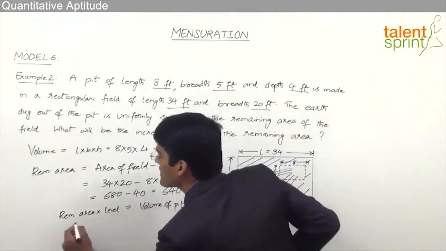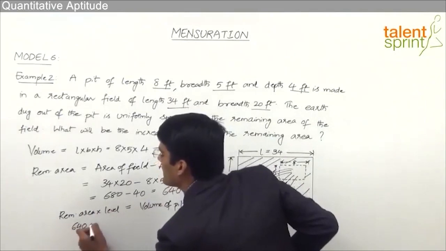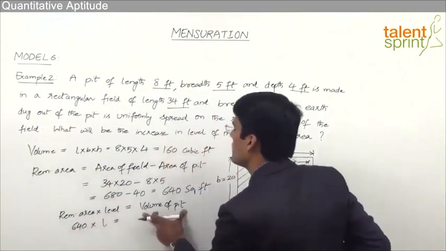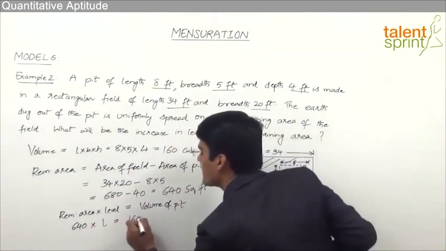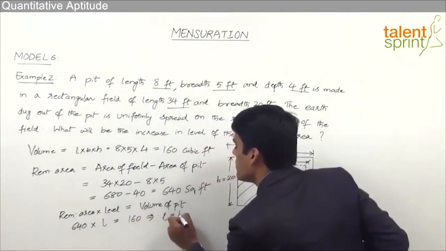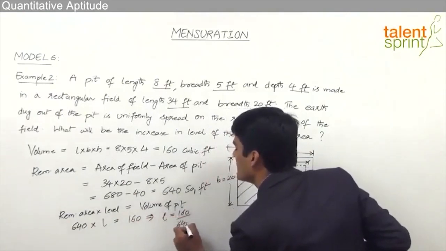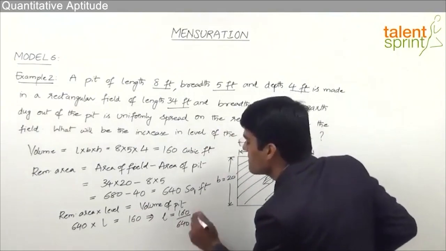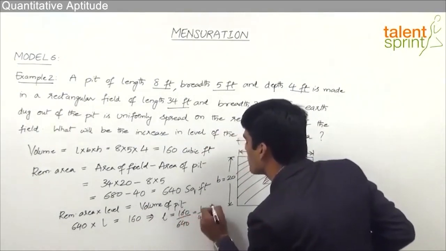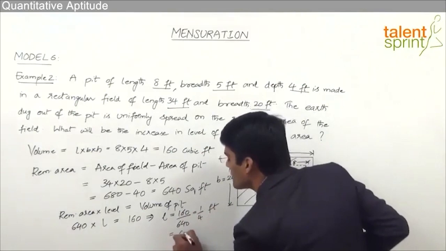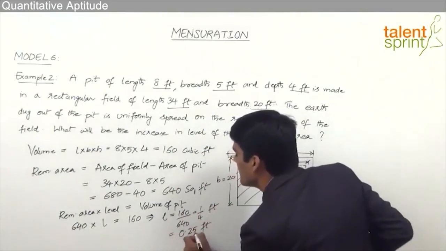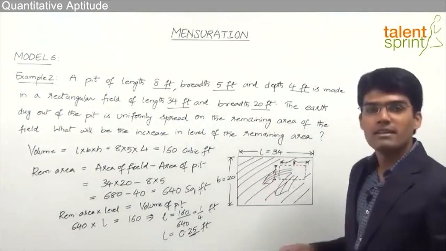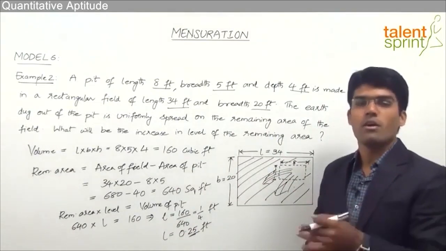Remaining area, as we know, is 640 square feet into, let us take the increase in level as L. This should be equal to the volume of the pit is 160. So from this we can say that L is equal to 160 by 640. This is 160 cubic feet and this is 640 square feet. So upon simplification we get 1 by 4 feet. 1 by 4 feet is nothing but 0.25 feet. So we can say that the level of the remaining portion will rise by 0.25 feet or 1/4 of a foot.